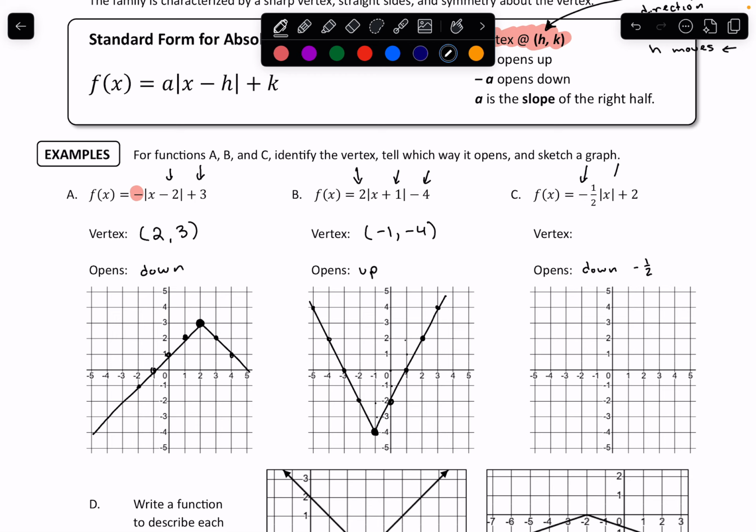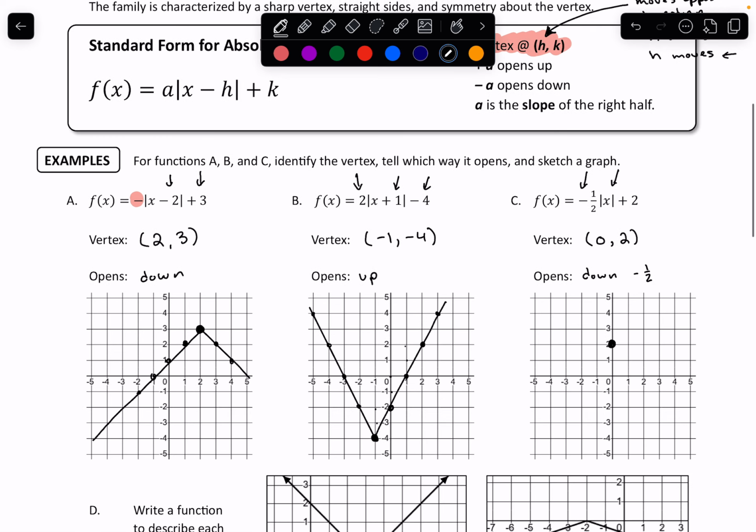There is no number inside with X, so my function is not shifted left or right. So I put a 0 for my vertex, but it is shifted up 2. So my y value for my vertex is 2. So I go over 0, I go up 2. There's my vertex. Now my function is upside down, and it has a slope of negative 1 over 2.